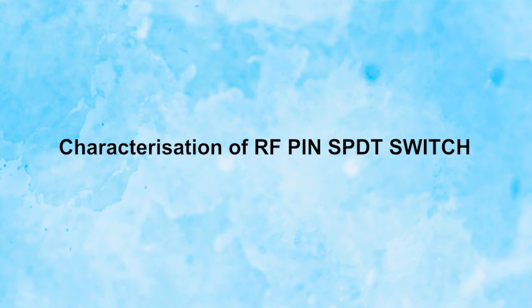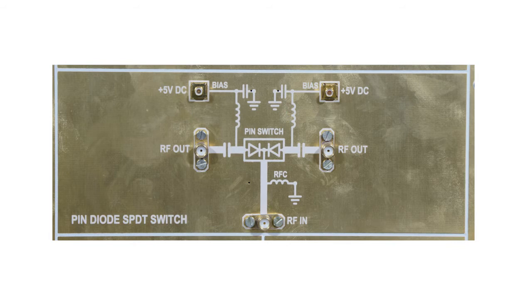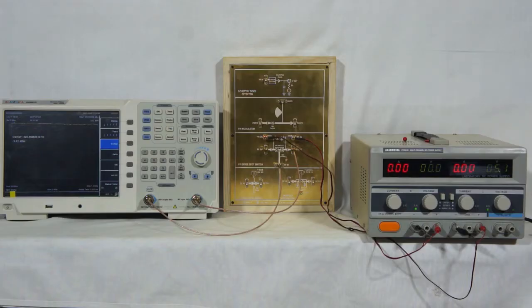Characterization of RF pin SPDT switch. Single pole double throw switch is a switch that has only single input and can connect to and switch between the two outputs. Using the SMB connectors supplied, connect the output of the variable DC power supply to both the V bias terminals of the SPDT switch. Initially, set both the voltages to 0 volts.